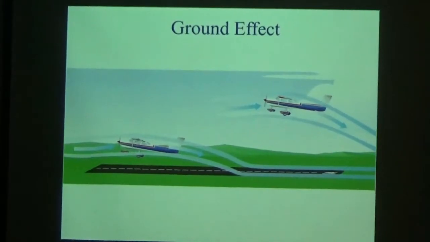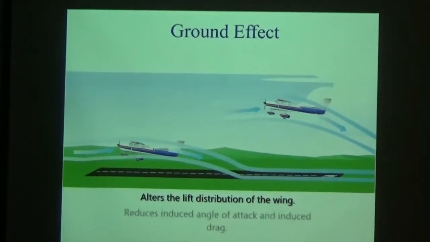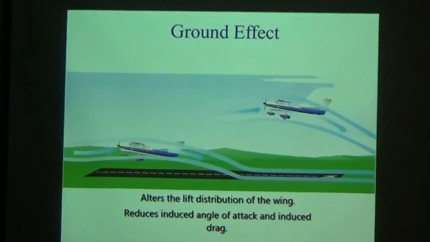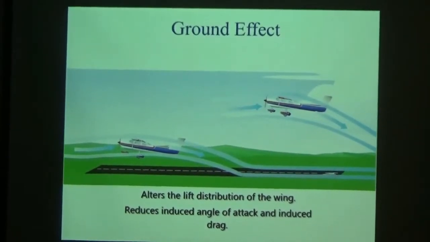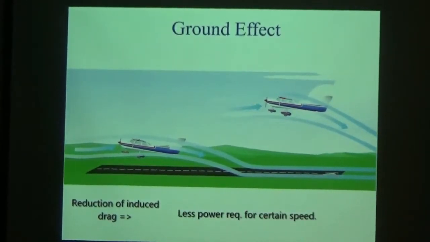wing. The reduction of the wingtip vortices due to ground effect alters the lift distribution of the wing and reduces the induced angle of attack and induced drag. Therefore, the wing will require a lower angle of attack in ground effect to produce the same lift. The reduction of induced drag due to ground effect means that less power is required to fly at a certain speed.